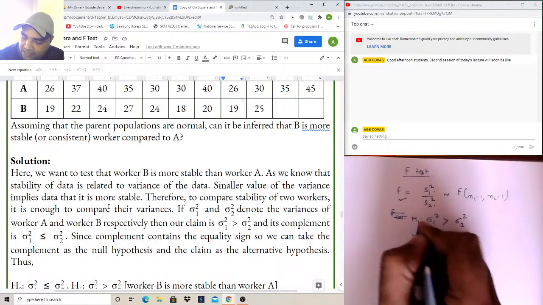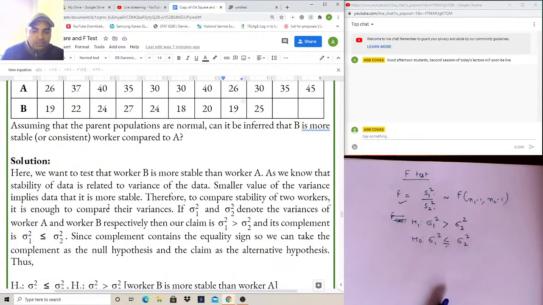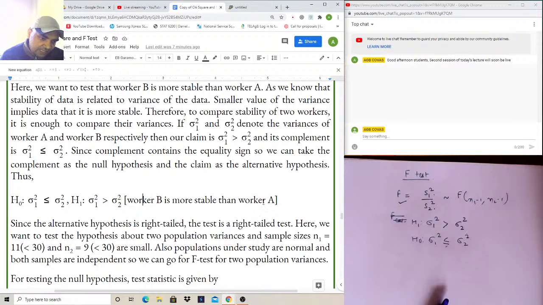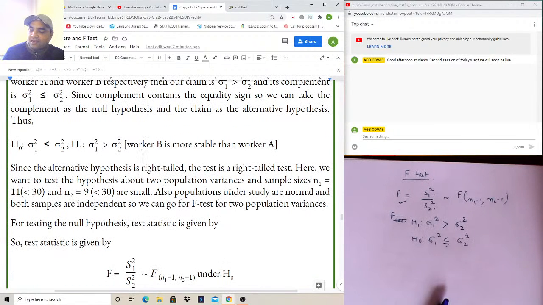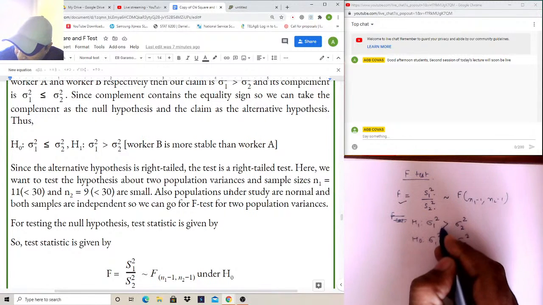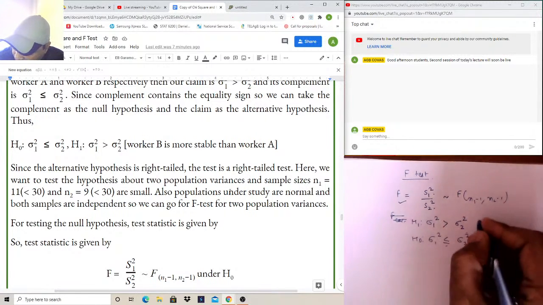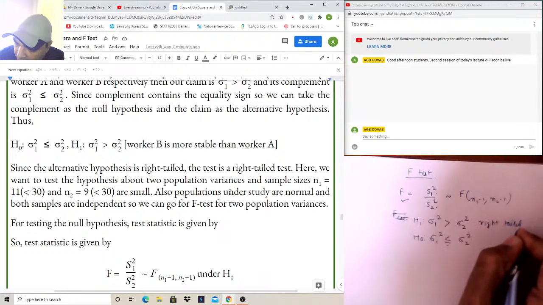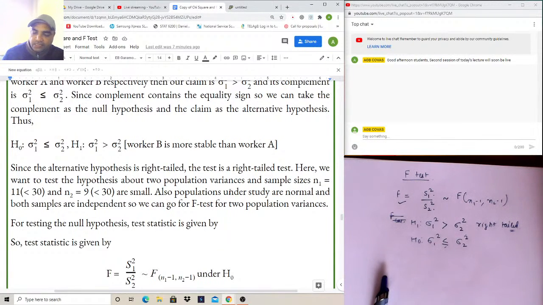This will be our alternative hypothesis. So this is what I have shown here: our null hypothesis is sigma 1 square is less than or equal to sigma 2 square, and the alternative is sigma 1 square is greater than sigma 2 square. That is, worker B is more stable than worker A, right? Since the alternative hypothesis has a greater sign, first sample is greater than second, it is right-tailed, and all our values in the table are also right-tailed. So the test is a right-tailed test.